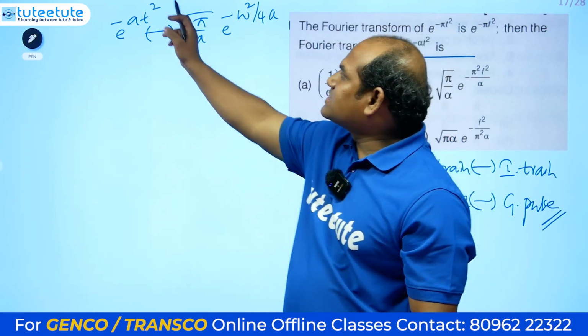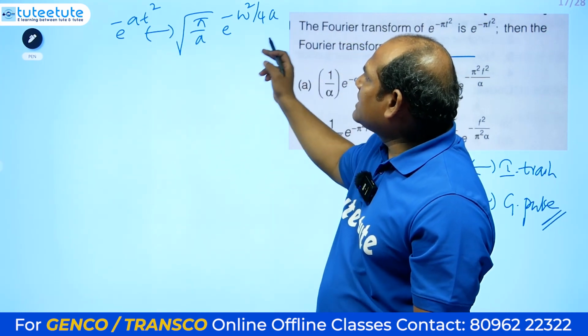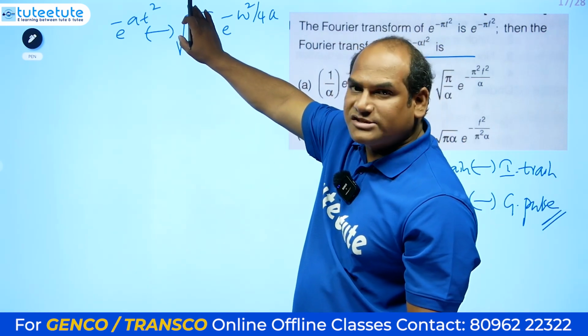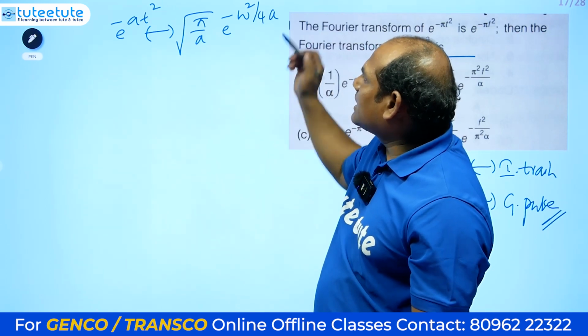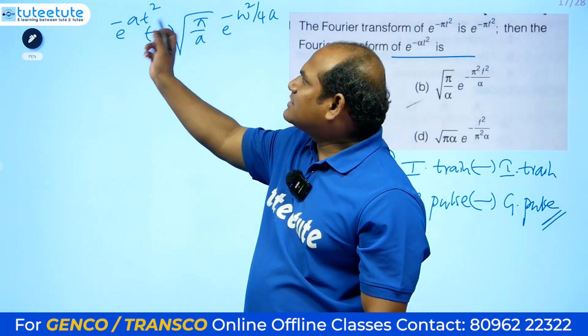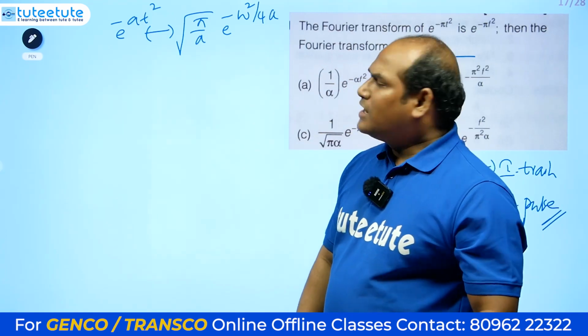This is a Gaussian function. Again the Fourier transform is also in the form of the Gaussian function only. This is a scalar, so it will not change the shape of the signal. So e power minus independent variable square, that is enough to say it is a Gaussian pulse. E power minus a, which is a scalar, t square. So it is the Gaussian pulse in the time domain, and it is the Gaussian pulse in the frequency domain.